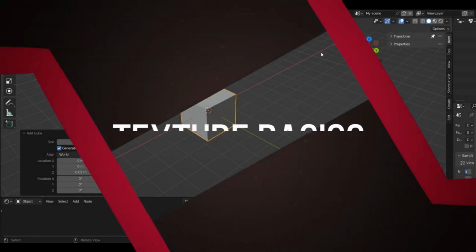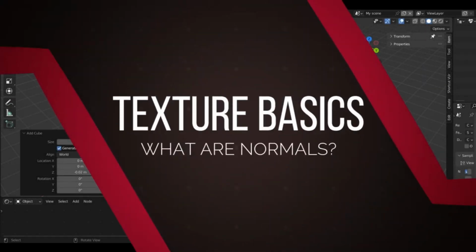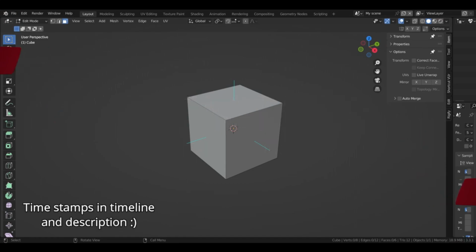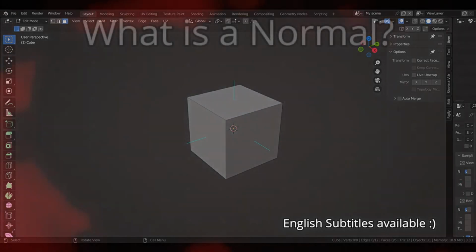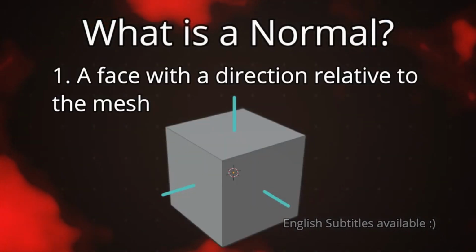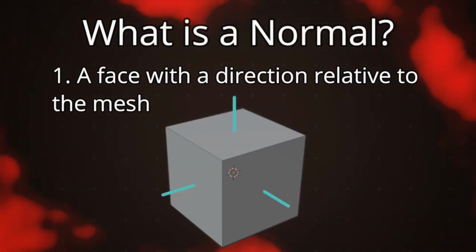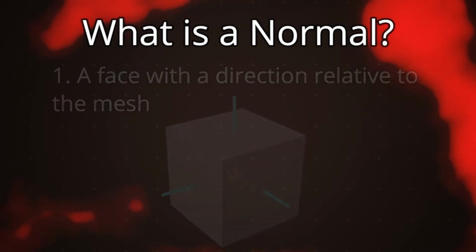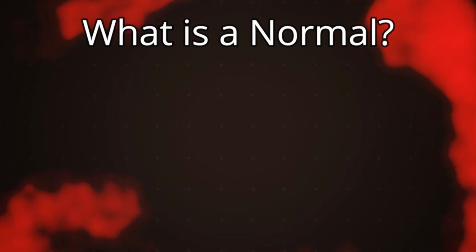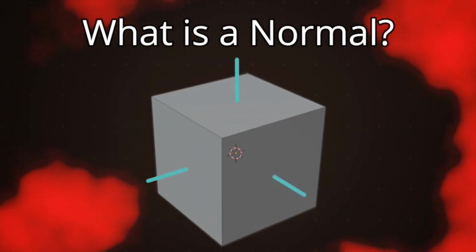So what is a normal? Well, to explain what a normal is, we're going to take a look at this cube. Every face of any mesh has a direction, and this is called a normal. A normal refers to the direction a face is pointing relative to itself. So ideally, I want all of my normals to be facing outside in Blender. If the normals are facing outside, like they should be, they will be represented with a blue line or a blue face.